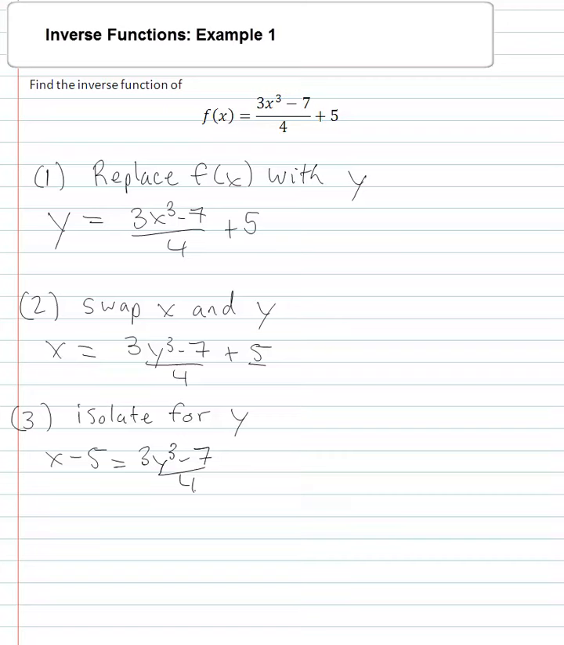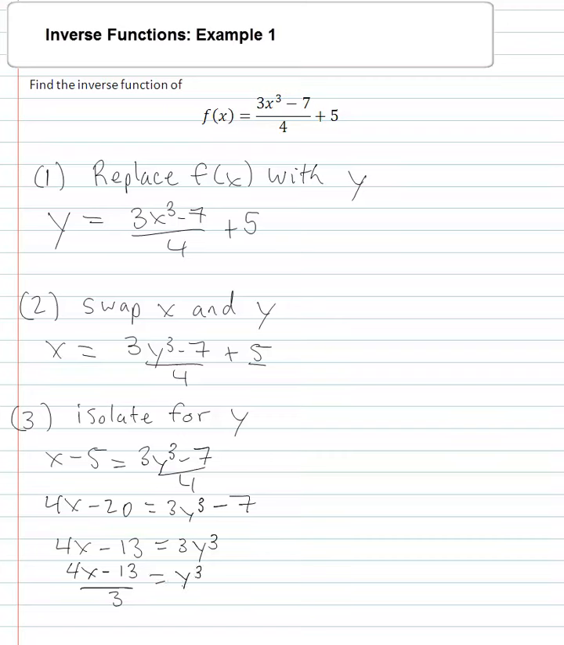Now let's multiply both sides by 4. We get 4x − 20 = 3y³ − 7. Now I'm going to move this 7 to the other side. I get 4x − 20 + 7, which is going to give me 4x − 13 = 3y³. Now let's divide both sides by 3. So we get (4x − 13)/3 = y³.